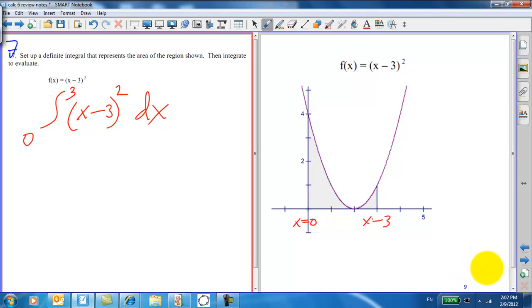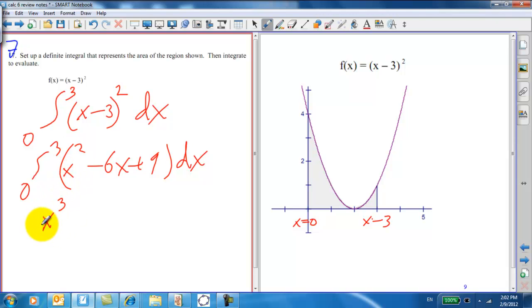I may have forgotten to square the inside function. We'll check that in a bit here. Let's start going ahead with this. Now be careful here. This is inside the squaring, so we're going to expand this out and say x squared minus 6x plus 9 dx. So now when we crank this up, it will be x cubed over 3 minus 6x squared over 2 plus 9x evaluated from 0 to 3.